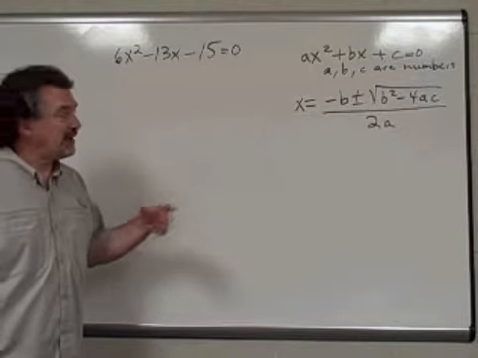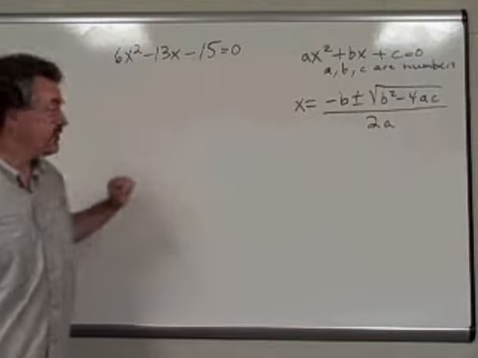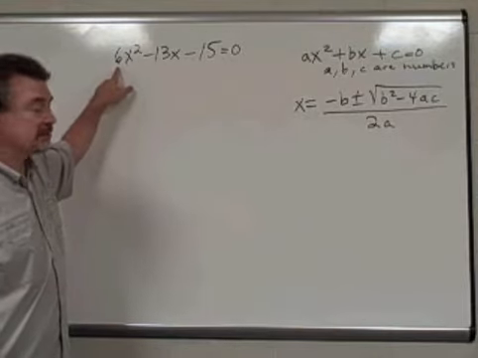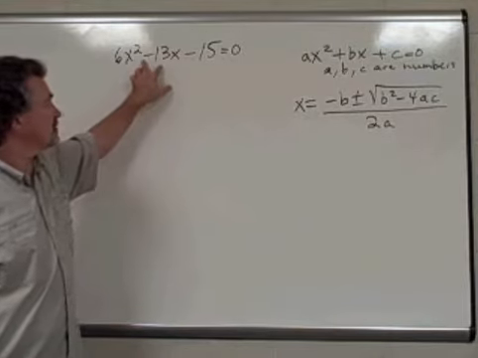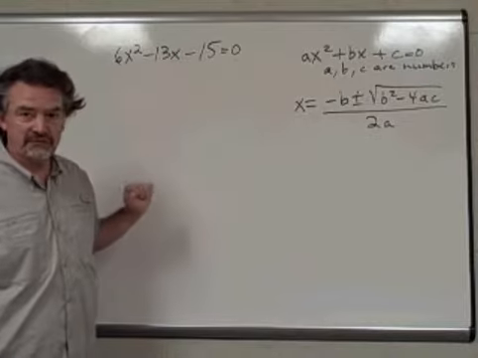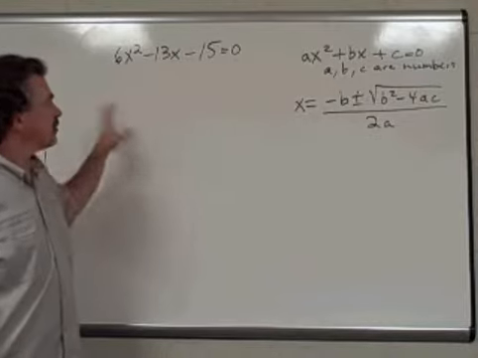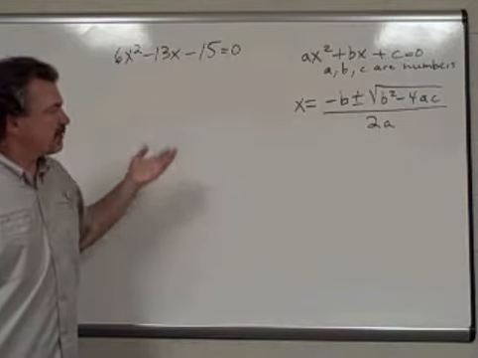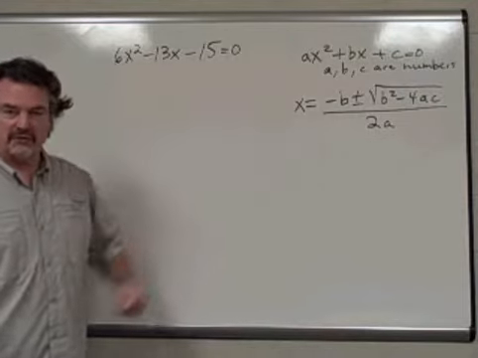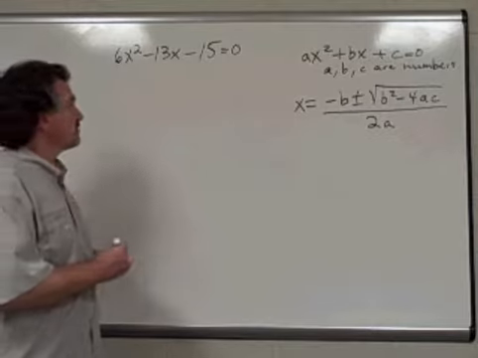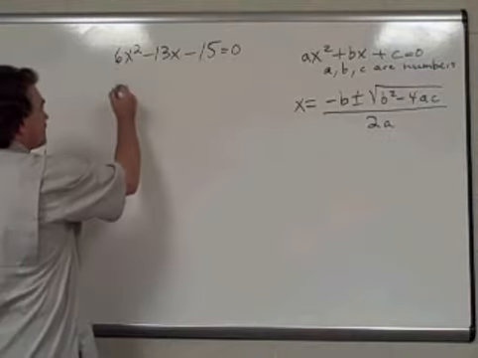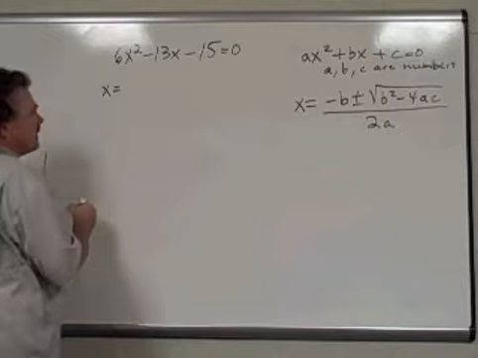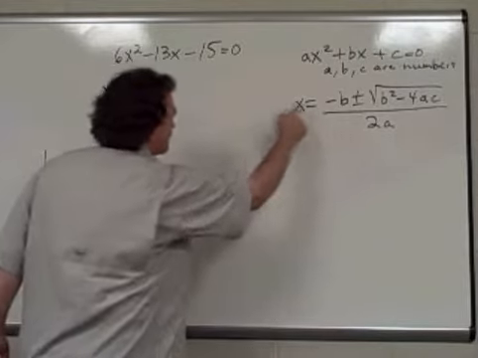Then I need to identify my A, B, and C coefficients. Well, here A is 6, B is negative 13, C is negative 15. So we're going to take these values, plug them into that expression in order to find the solutions for this quadratic equation. So x is supposed to be equal to the opposite of b.